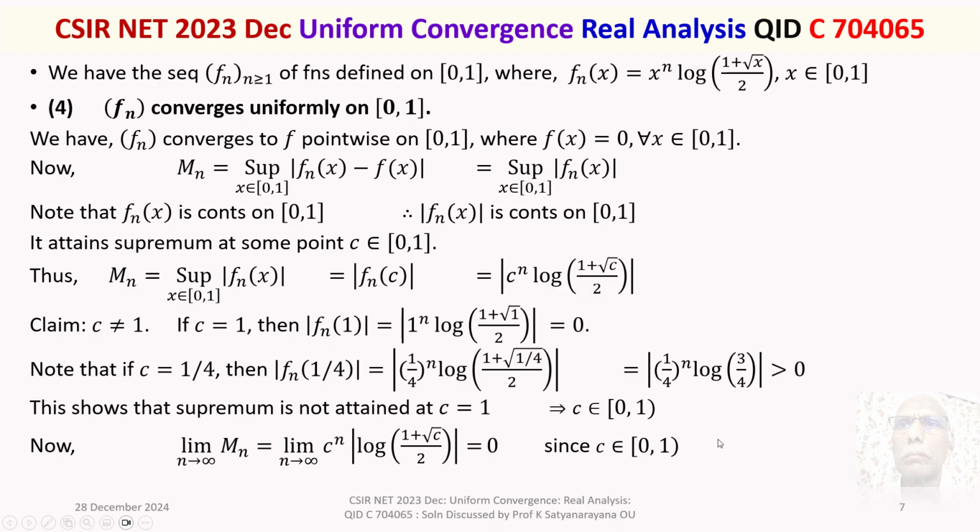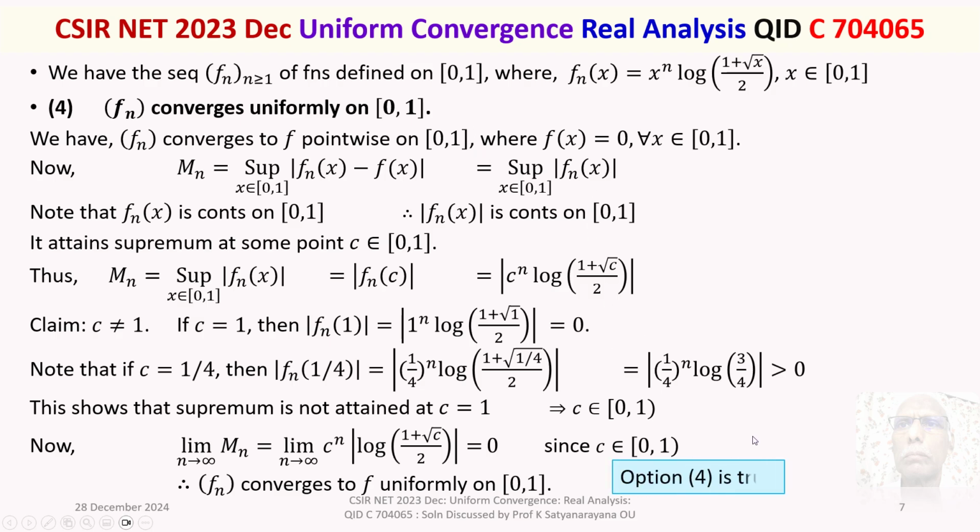So now we recall that Mn tends to 0 as n tends to infinity if and only if the sequence of functions converges uniformly on the closed and bounded interval [0, 1]. Therefore, the sequence fn converges to f uniformly on the closed and bounded interval [0, 1]. Thus, our option 4 is true.